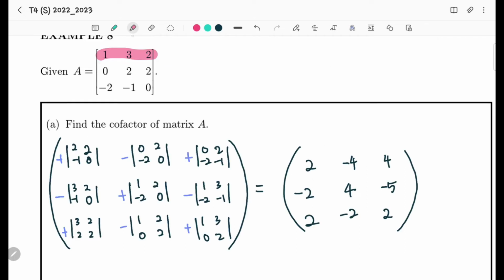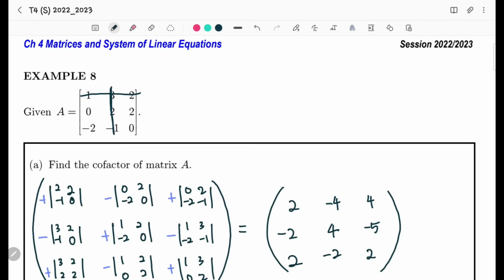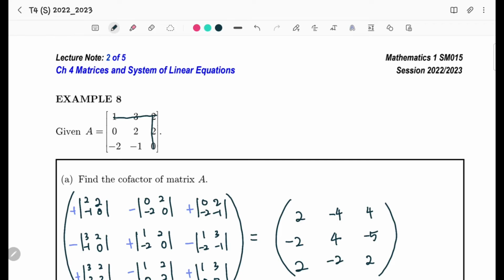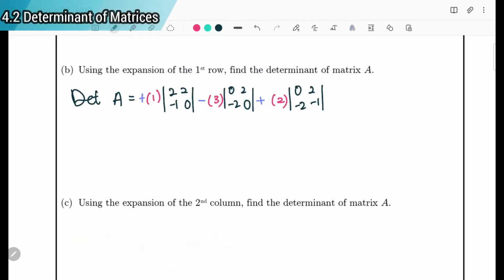And for the submatrix, 2, 2, negative 1, 0. And then 0, 2, negative 2, 0. Lastly 0, 2, negative 2, negative 1. Okay. So now we just need to find the determinant of the submatrices and times it with the entry and the sign, cofactor sign.